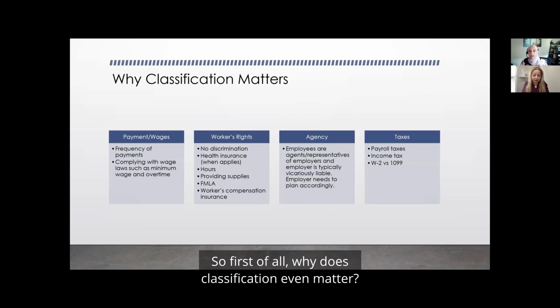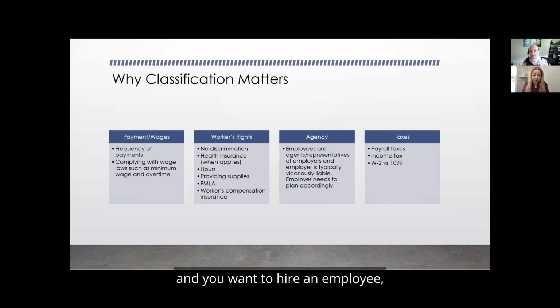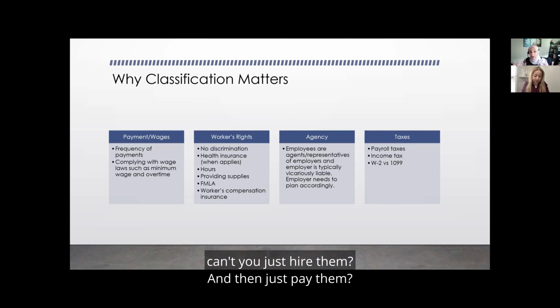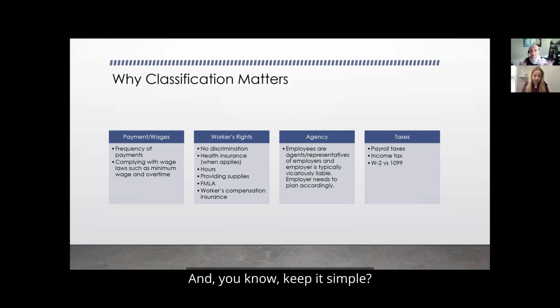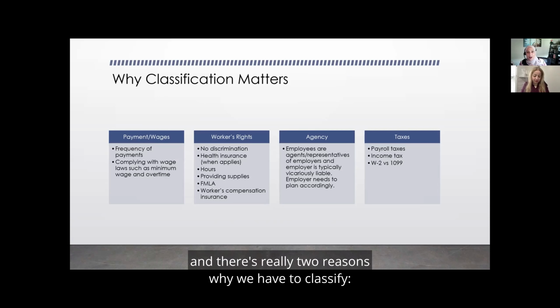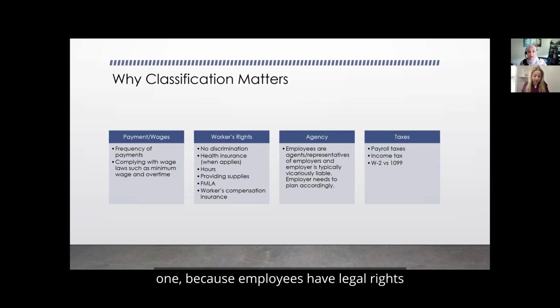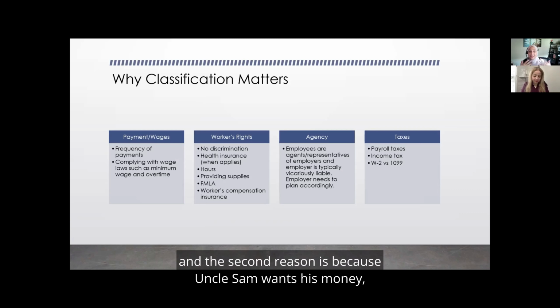So first of all, why does classification even matter? You started a business or you have a business and you want to hire an employee. Can't you just hire them and pay them and keep it simple? Unfortunately, no. There are really two reasons why we have to classify. One, because employees have legal rights. And the second reason is because Uncle Sam wants his money, i.e. taxes. I have them really in four categories.